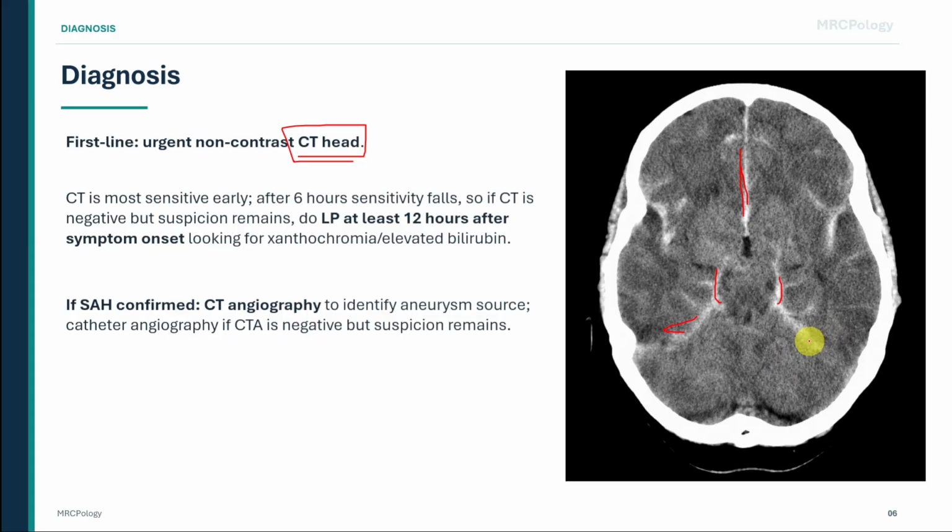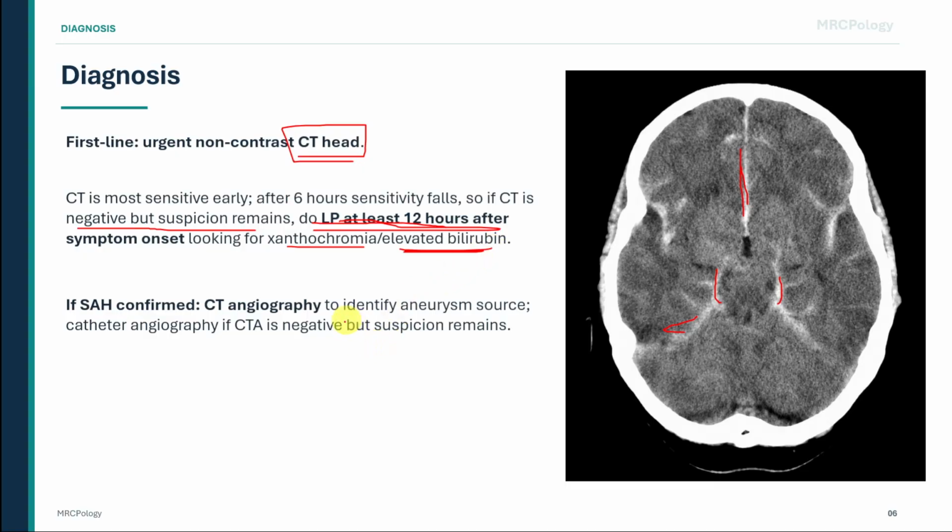In an exam image, do not just look for a large intracerebral hematoma. Look carefully at the basal cisterns and fissures because subarachnoid blood tracks through the cerebrospinal fluid spaces. CT is most sensitive early, especially within the first 6 hours. MRCP trap, a negative CT does not always exclude subarachnoid hemorrhage if the clinical story is convincing. If the CT is negative but suspicion remains high, perform a lumbar puncture at least 12 hours after symptom onset, looking for xanthochromia and elevated bilirubin.